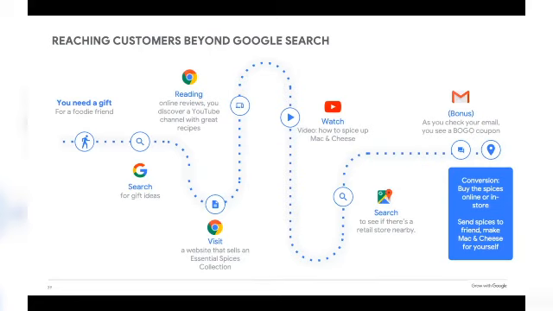For example, if you need a gift for the foodie friend, they do a search for gift ideas. That might lead you to a website that sells an essential spices collection, but then you might also find a YouTube video about how to spice up mac and cheese. And when you search to see if there's a retail store nearby, you might get a bonus email with a buy one, get one coupon.